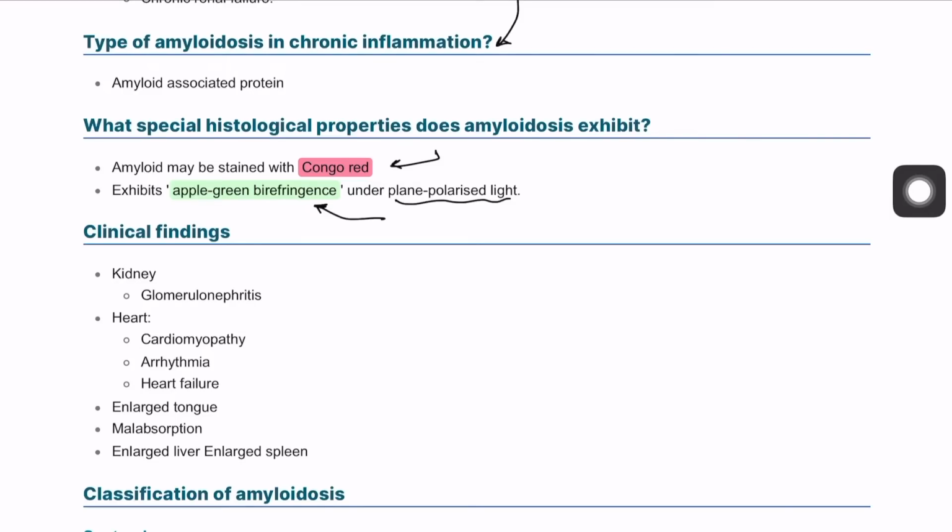If it is deposited in the brain, it will lead to Alzheimer's disease, loss of memory, or loss of cognition. If it is deposited in the heart, it can lead to cardiomyopathy, arrhythmia, and heart failure. If it is deposited in the lung, it will lead to shortness of breath and related complications. In the kidney, it will lead to renal failure. In the tongue, it will lead to swelling of the tongue, and it can lead to malabsorption if it is in the gut, and also enlarged liver and spleen.